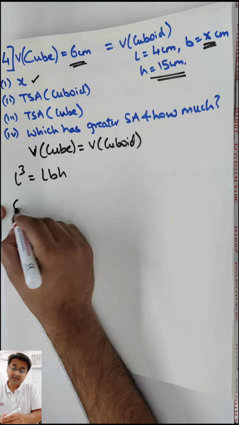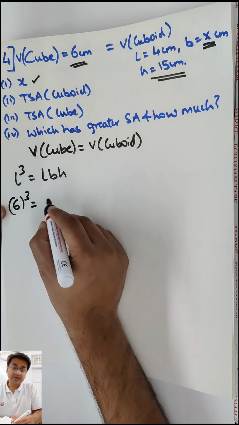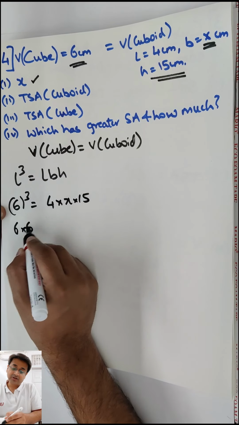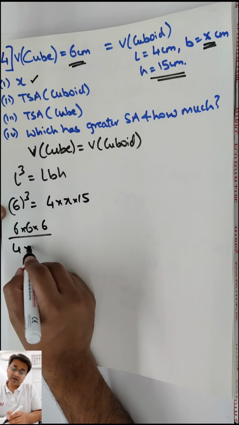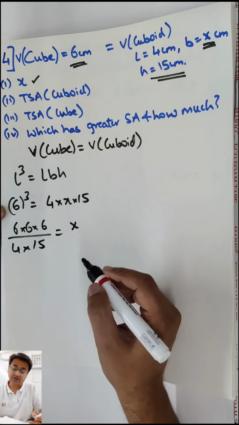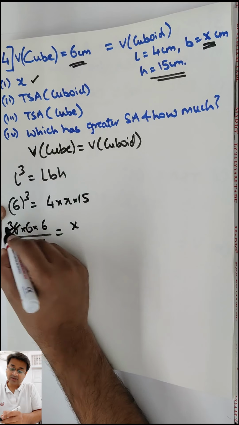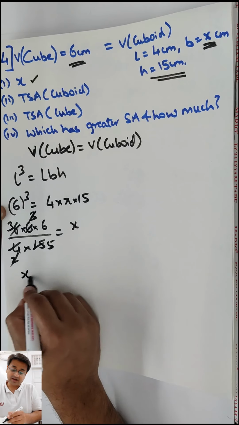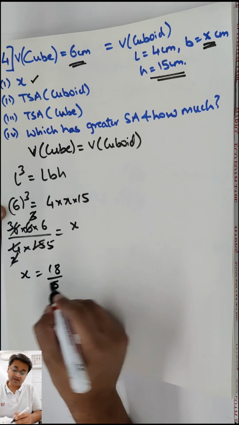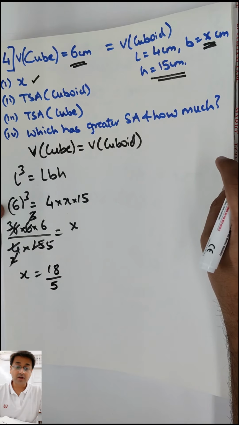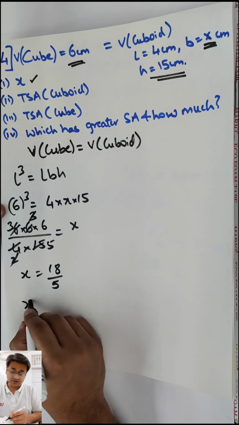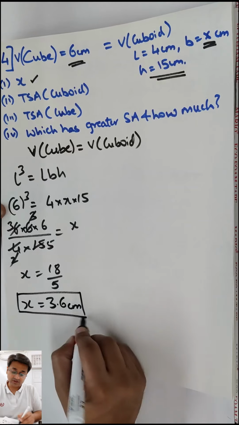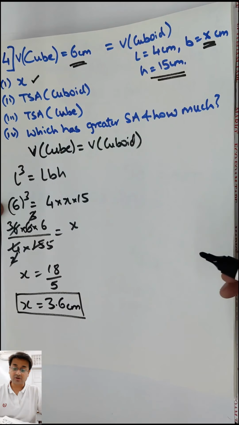So first, L is 6 cube, and here length is 4, breadth is x, and height is 15. So 6 into 6 into 6 upon 4 by 15 is equal to x. So 2 2s are 4, 3 3s are 9, 2 2s are 4, 3 3s are 9, 1 and 5. So what I get is 18 by 5 as x. Weird, but yeah, it's correct. Let's put it into decimal. So that should be 3.6 centimeters. So we managed to get the value of x.